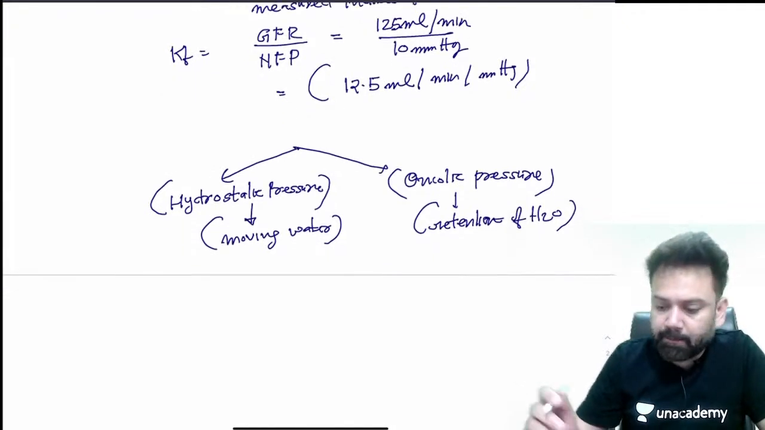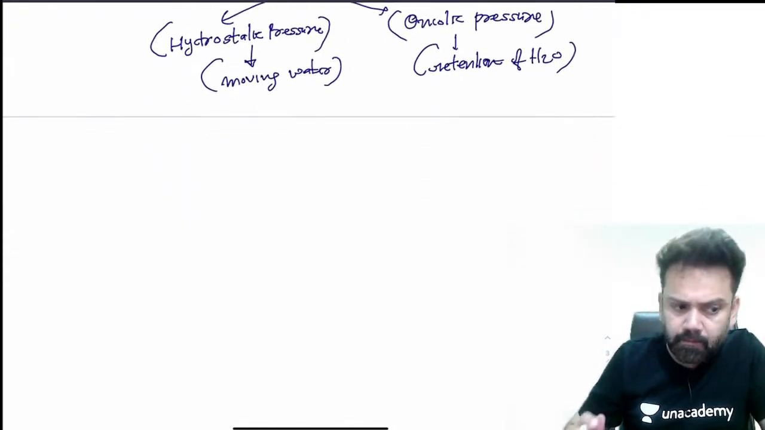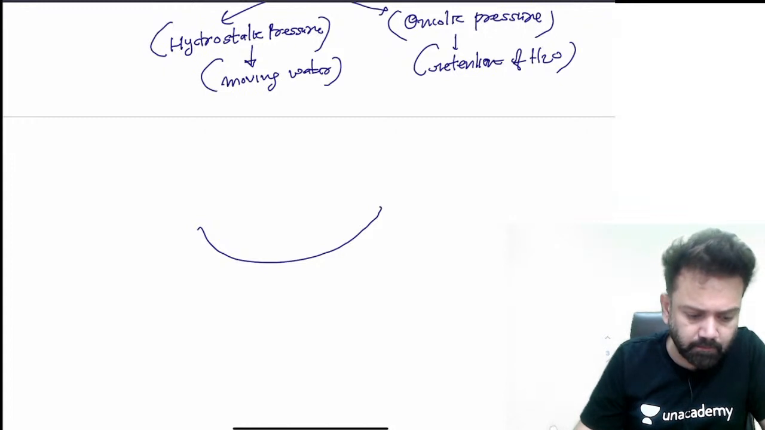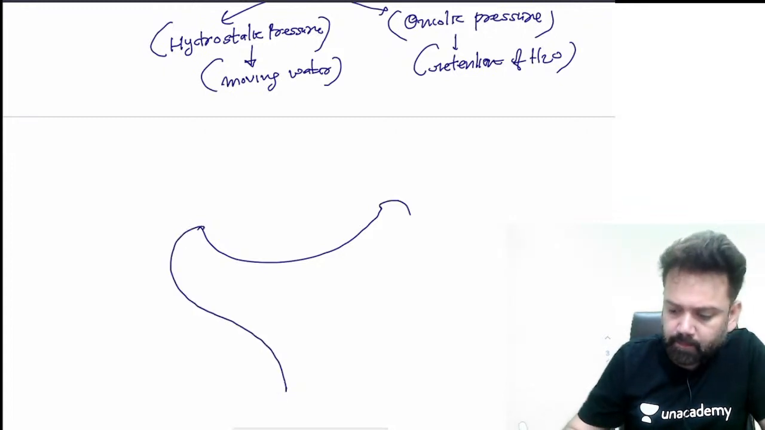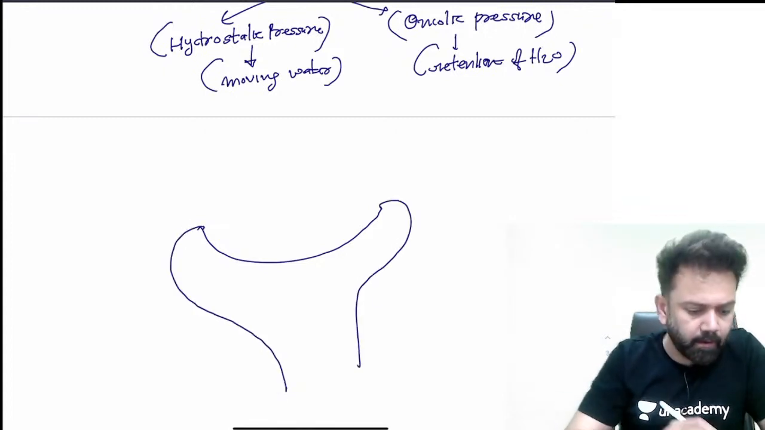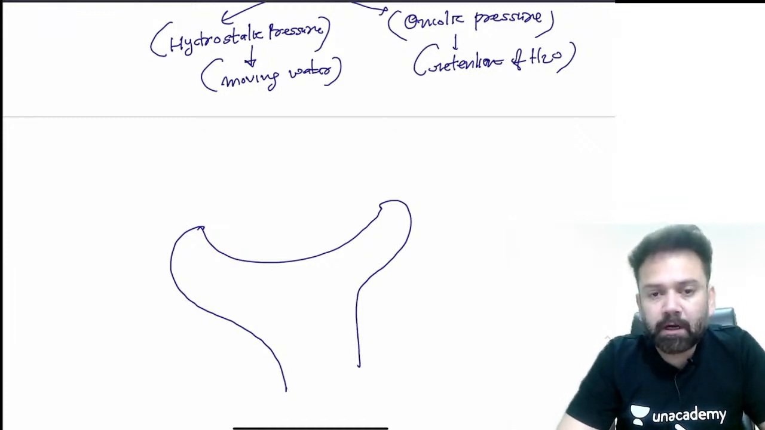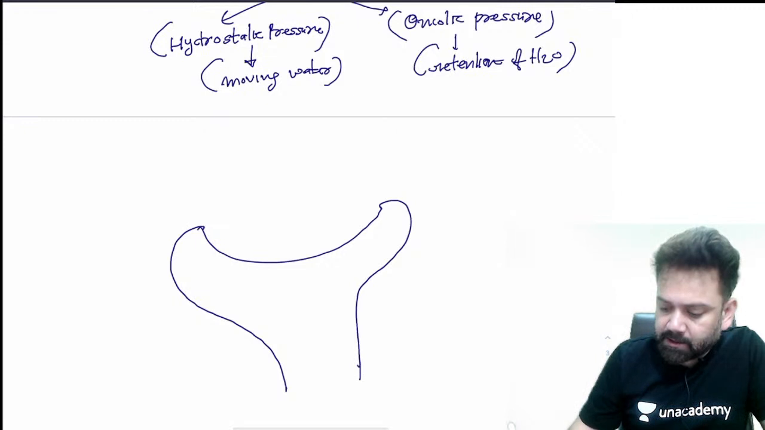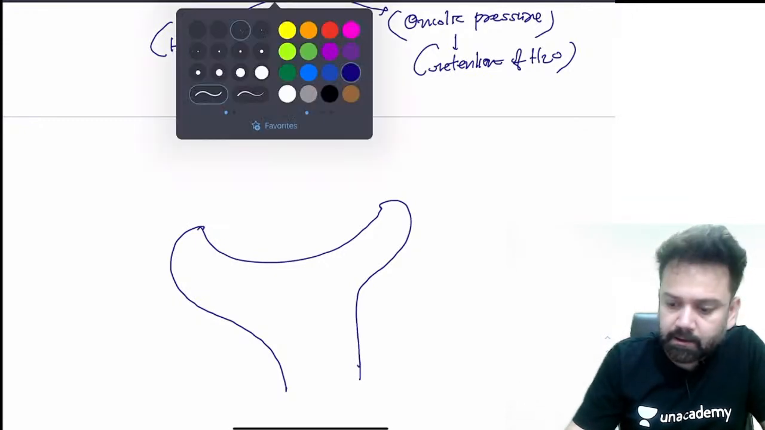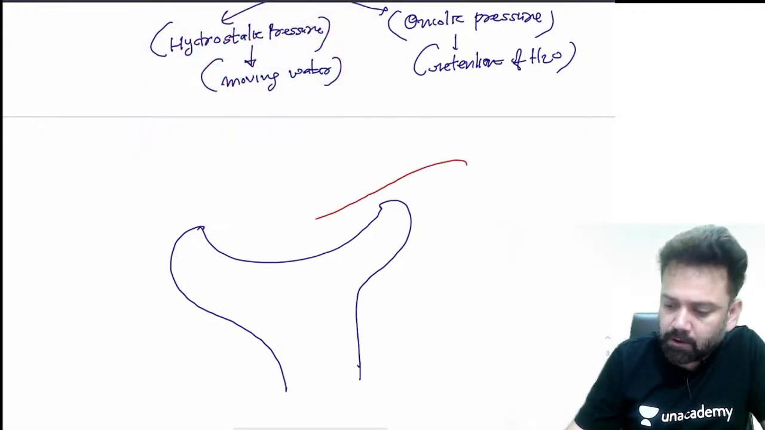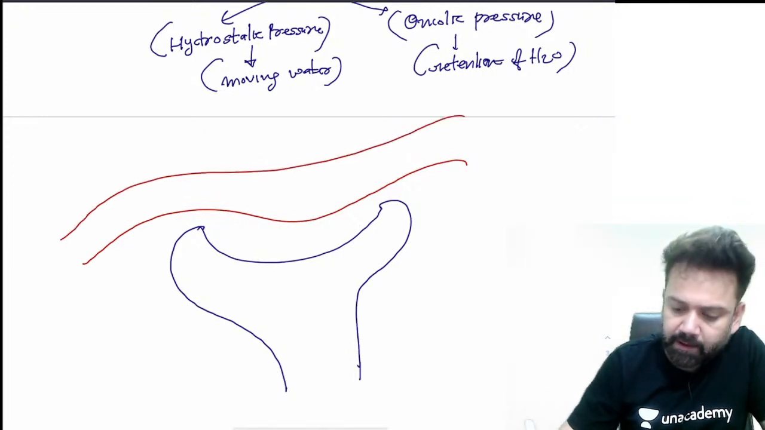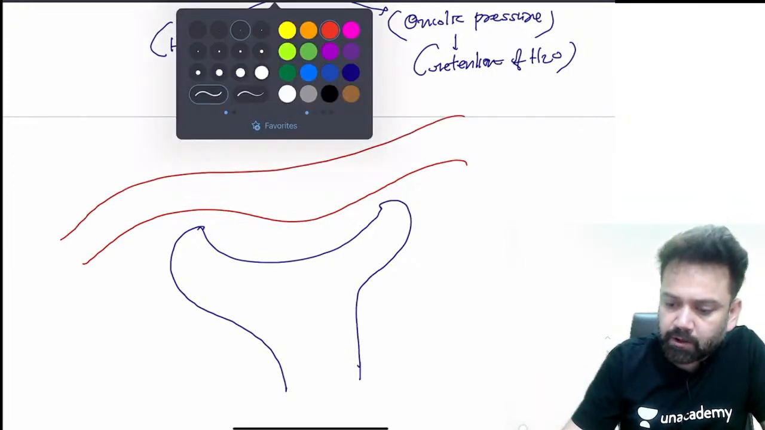Let me make a diagram for that. For example, this is your Bowman's capsule. The basement membrane is negative, and that is why proteins are repelled. I will come to that point, I will discuss it in GFR. This is your Bowman's capsule, this is your efferent arteriole, everything like that. So there are two types of pressure.